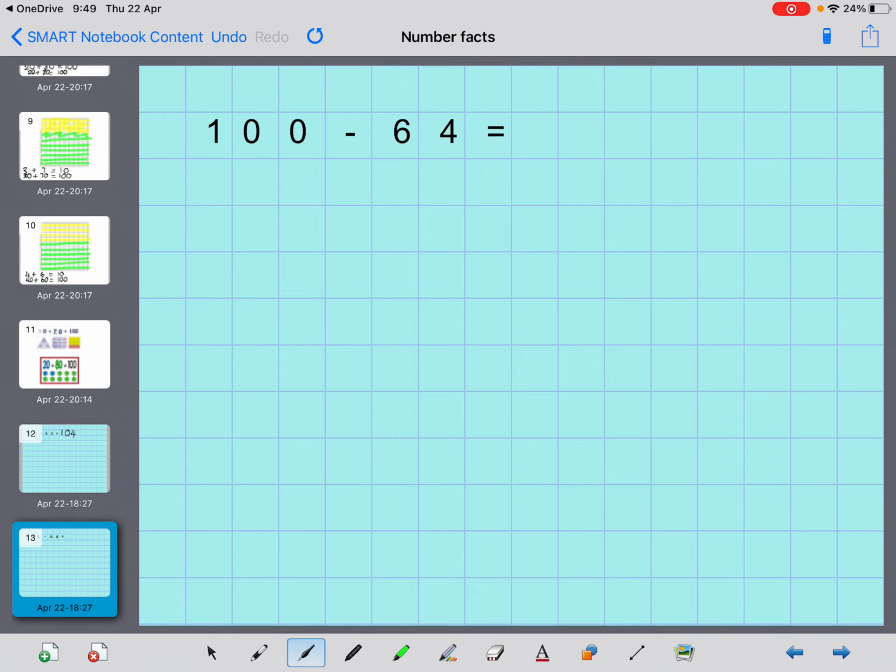Again here with my taking away. 100 take away 60. Well, I know that 60 and 40 make 100. So if I have 100 take away 60, that's going to leave me with 40. And then I can take away the 4 ones. I can do 40 take away 4, which leaves me at 36. So I can use my number bonds to 100 to help me make sure that I'm in the right area. My number is close to 40, but I needed to remember to take away my ones as well. So this just helps me to work out quicker and more mentally.